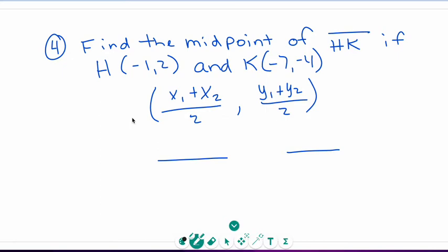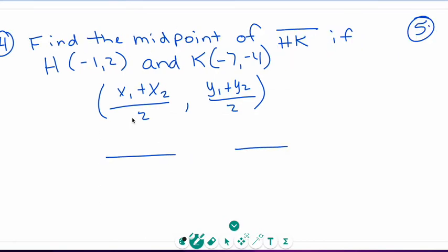All right, now we're going to use our midpoint formula to find the midpoint of HK. Again, this is going to be x1, y1, x2, y2. So x1 is going to be negative 1 plus x2, which is negative 7 divided by 2. And y1 is 2 plus negative 4 divided by 2.